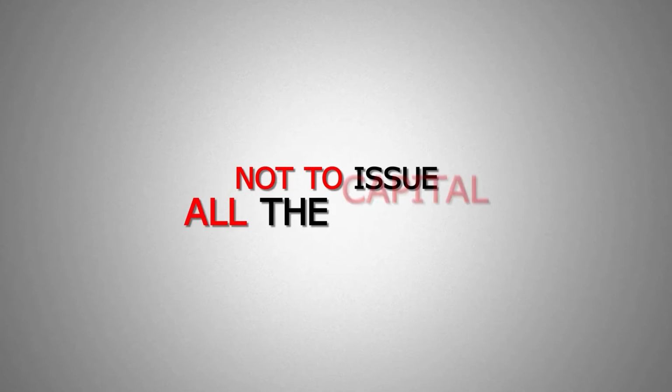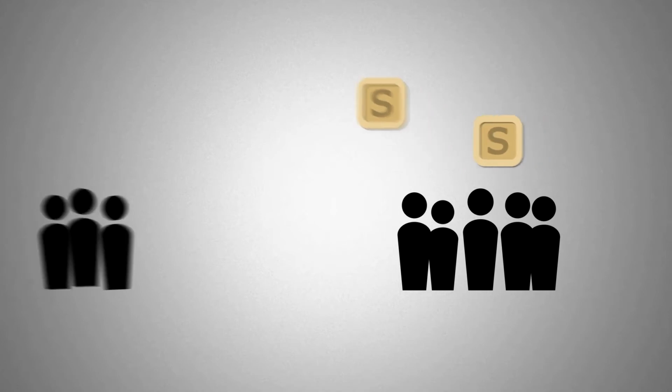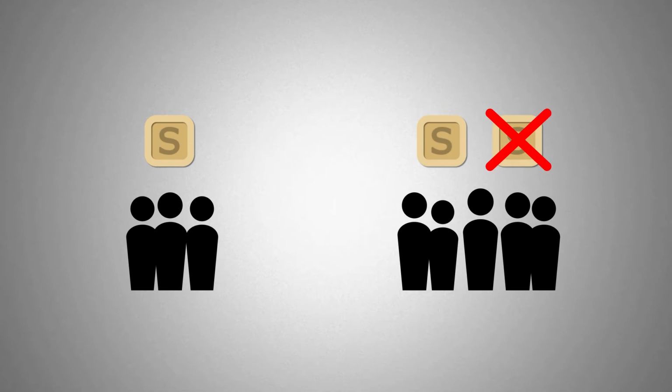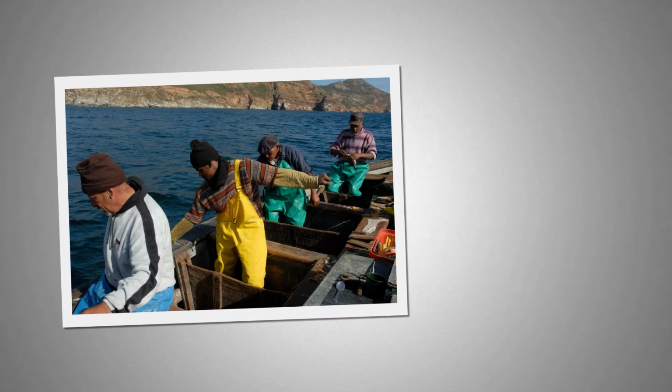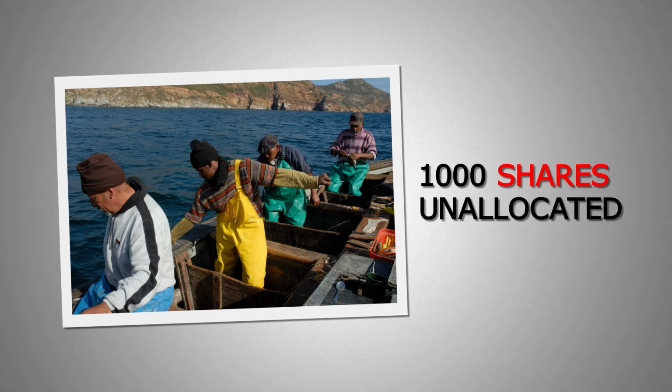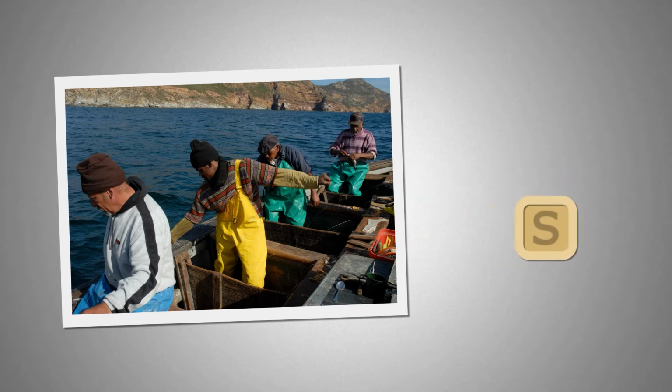It is advisable not to issue all the authorized share capital to the members, as this will allow the co-op to retain shares to issue to new members in the future without having to create additional authorized share capital. In our example, the members issued 1,000 shares in total to themselves, which means the co-op has another 1,000 unallocated shares available for future use should new members join the co-op.